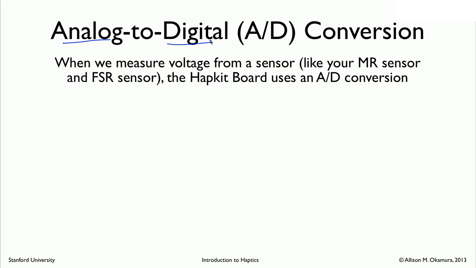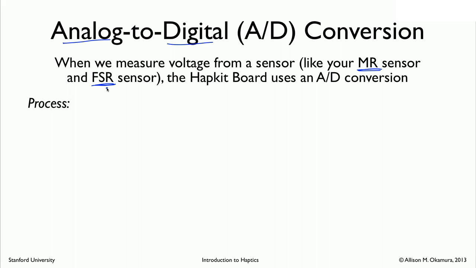So, for example, let's take a sensor. We have a magnetoresistive sensor as well as a force-sensitive resistor that we use as sensors. Those are our two sensors that are part of your HapKit. Those voltages coming from those sensors will be changing continuously. And so if your HapKit board, which is a digital system, wants to understand them, there's special circuitry on your board which does this analog to digital conversion.